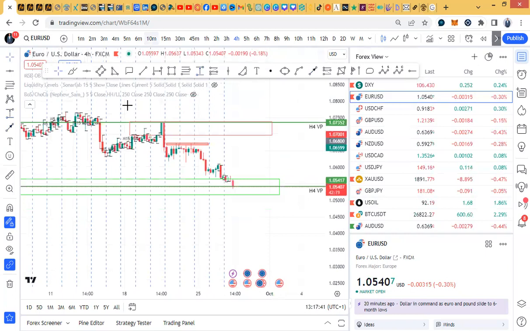So that's a lot of money, guys. 192 pips. So the next pair on my list for today, let's check out gold. Let's see what gold is doing.